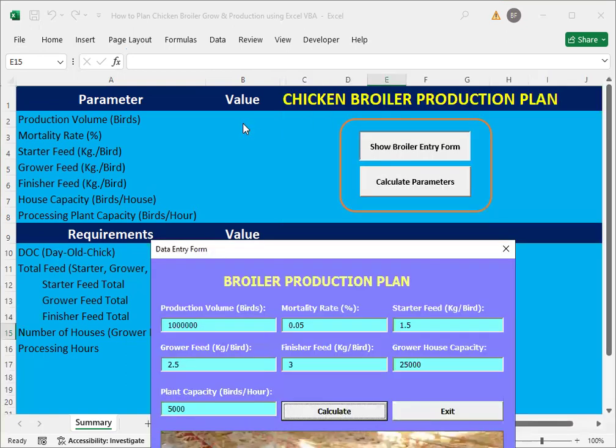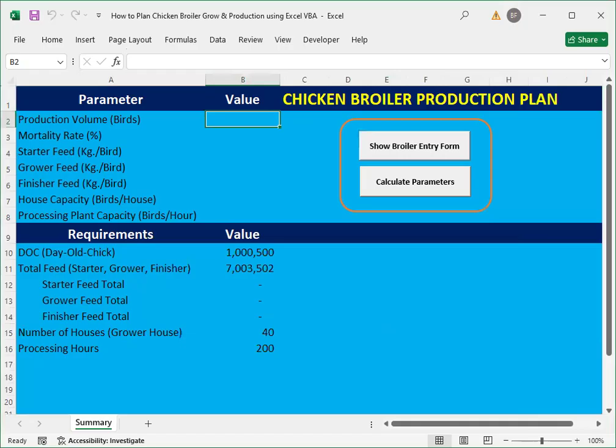Okay, I'm going to exit this one. Let's say I'm going to need 1 million birds, and the mortality rate is 0.05%. Starter is 1.5. The grower feed is 2.5 kilograms per bird. The finisher is 3 kilograms. House capacity is 25, and the hours we need to process birds is per hour. Okay.